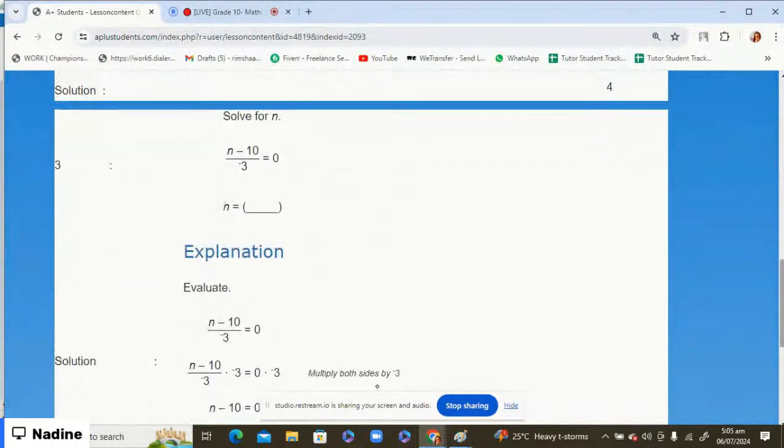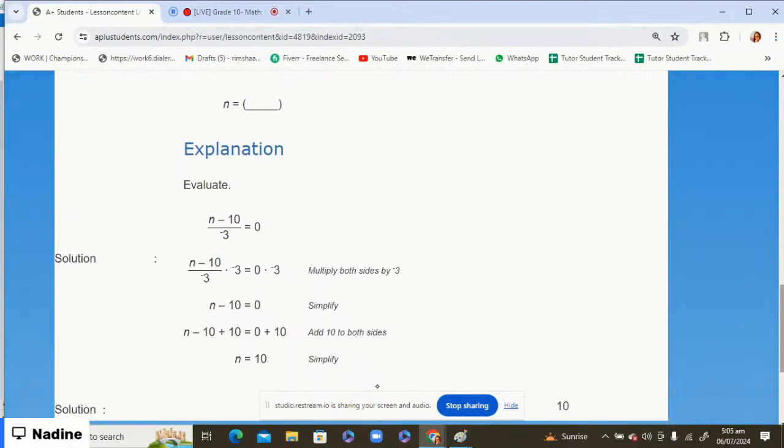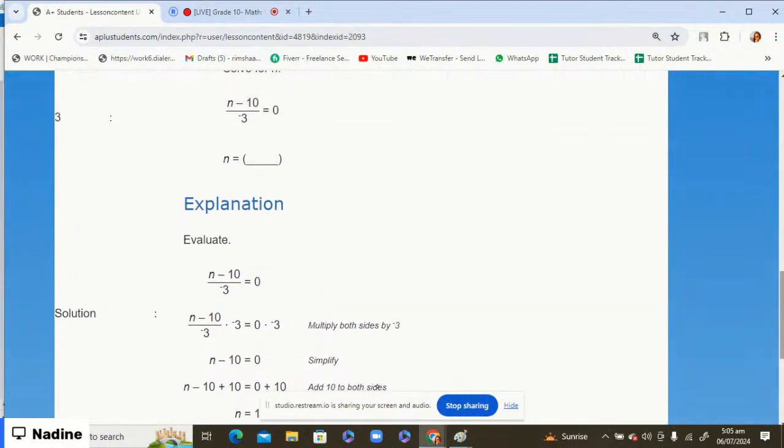Now let's do this kind of question. From here we are going to find n minus 10 over minus 3 equals 0.